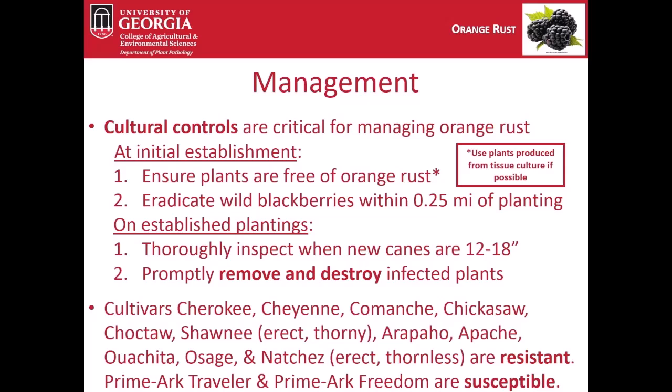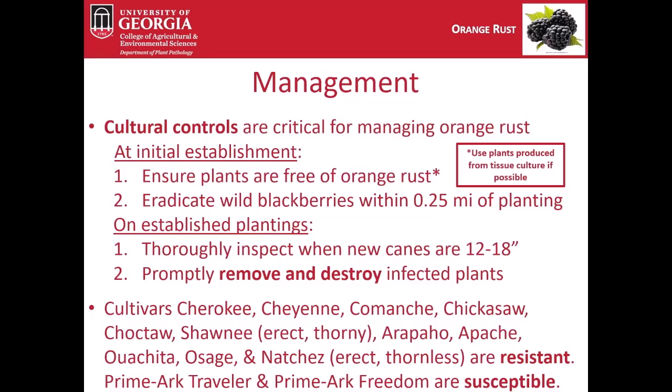You can thoroughly inspect the new canes. Again, when they're coming up, they'll look a little distorted and odd. When they're 12 to 18 inches high is kind of the key time for inspecting those canes. And then if you find any orange rust, those plants should be removed and destroyed as soon as possible. Because again, they're not going to be productive, and they're going to serve as a source of continued spread of the orange rust pathogen.